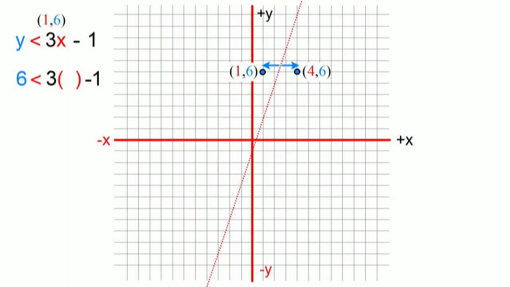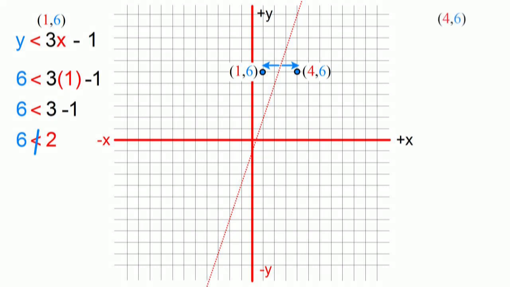I have to plug in 6 for y and 1 for x. The left side is already simplified, so I have to do the arithmetic on the right side to simplify it. 3 times 1 is 3. Then 3 minus 1 is 2. Now I just read the inequality to see if it's true or not. Is 6 less than 2? No, it's not, so that point doesn't work, which means none of the points on the left side of the line will work. It looks like all of the points on the right side of the line will always keep the inequality true, but we have to check a point from that side to be sure.